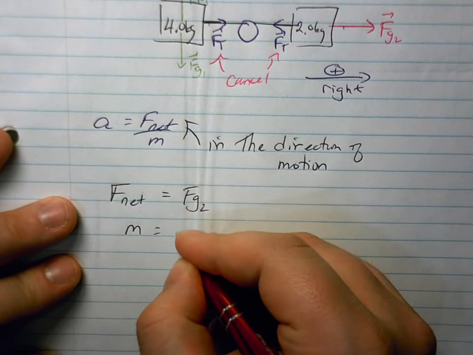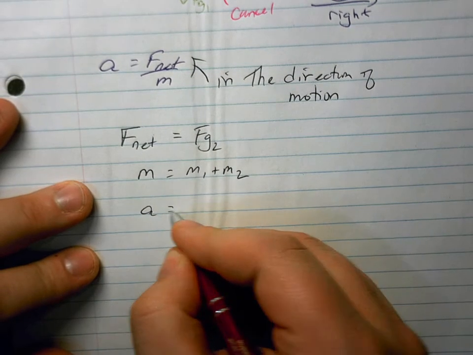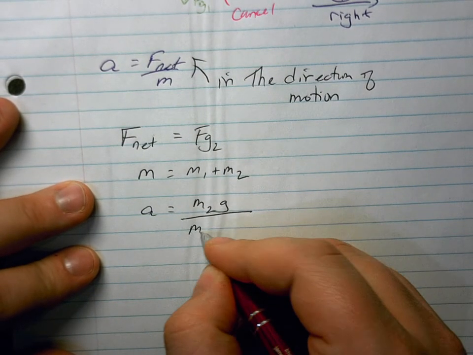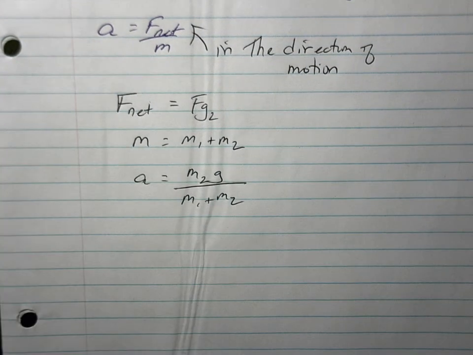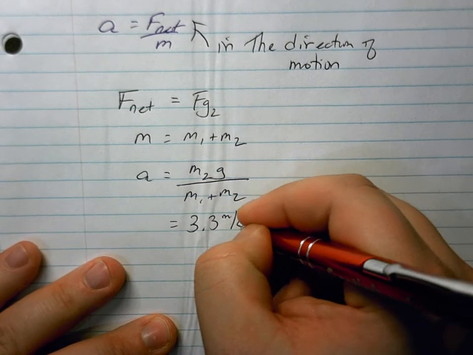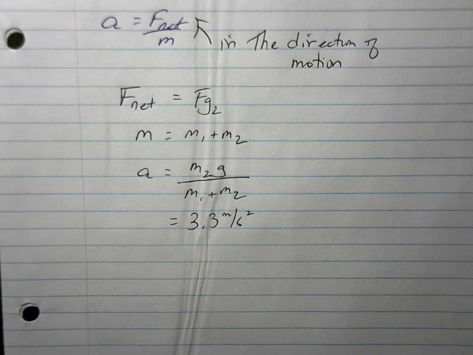The mass of this system is going to be the total mass, so we have this m1 plus m2. So my acceleration is just going to be this force of gravity 2, this m2g, divided by m1 plus m2. This is the same expression that we had. It will give you 3.3 meters per second squared. So that's another way of doing this problem.